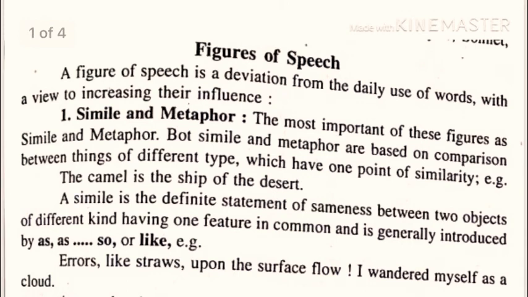So simile and metaphor both are most important figures of speech, and they are based on the comparisons between different things of different type. A simile is a definite statement of sameness between two objects of different kinds having one feature in common, and is generally introduced by as, so, or like. Now understand what a simile is here. Simile is a different form of simple comparison that usually compares two completely unrelated things. What completely unrelated things is it comparing?